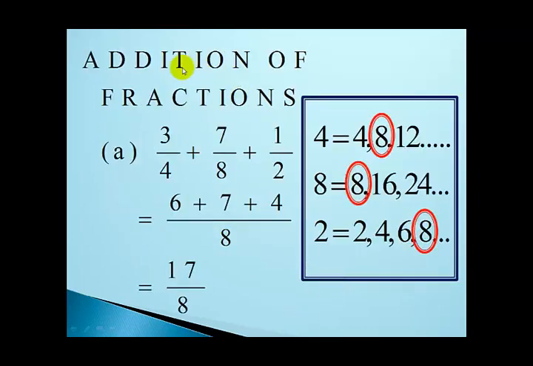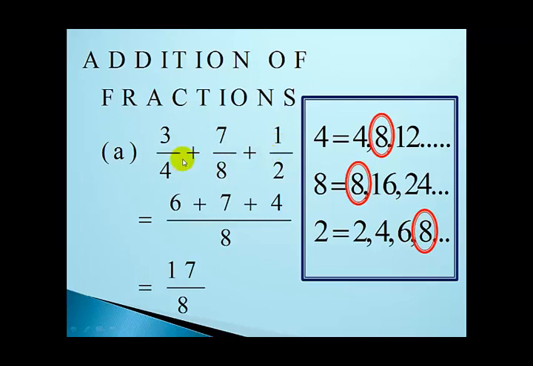Now we have addition of fractions. When we are adding fractions together, we have to find the LCM. That's the least common multiple. Now, given the fractions, we are adding 3/4 to 7/8 to 1/2. That is 3/4 plus 7/8 plus 1/2.